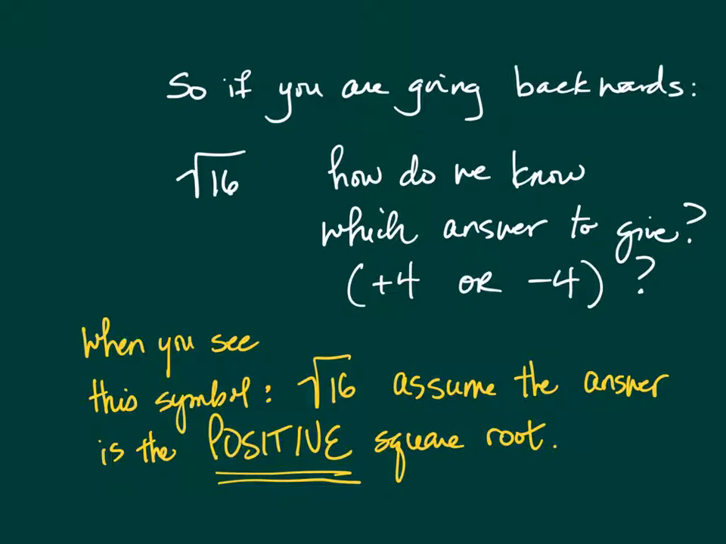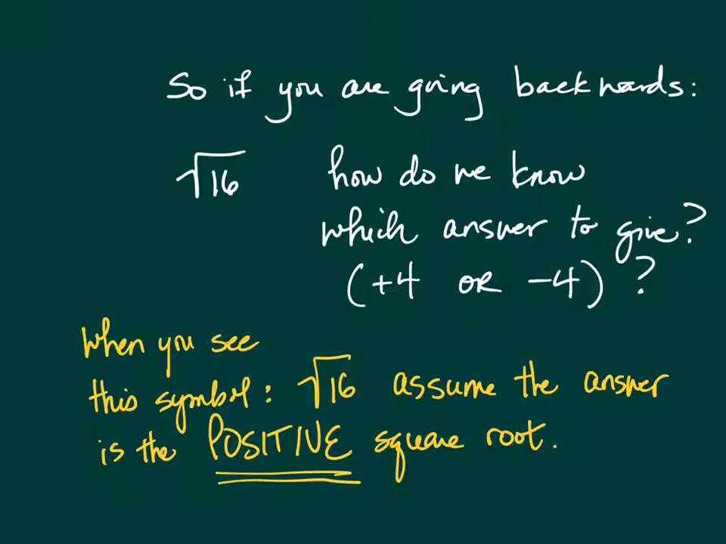So this becomes very tricky when you're going backwards, when you're taking a square root. How do we know which answer to give, right? The square root of 16, the way that it's written here, I could have squared 4, or I could have squared negative 4 to get 16. So is my answer positive 4 or negative 4?